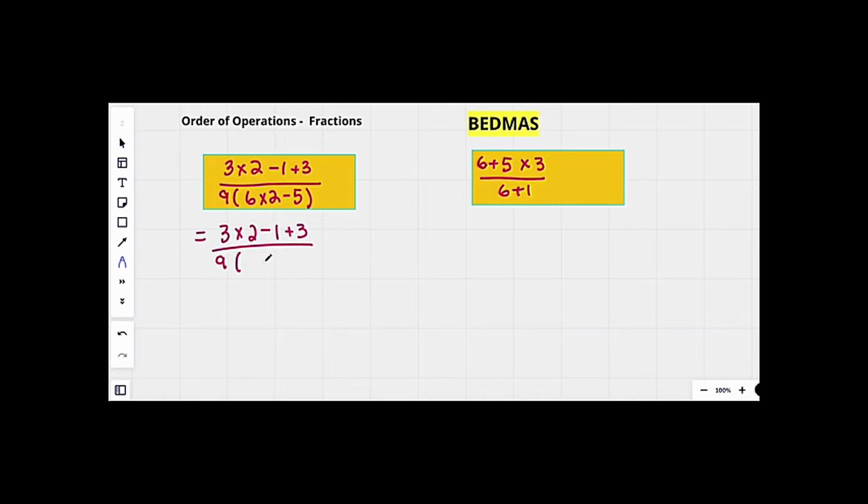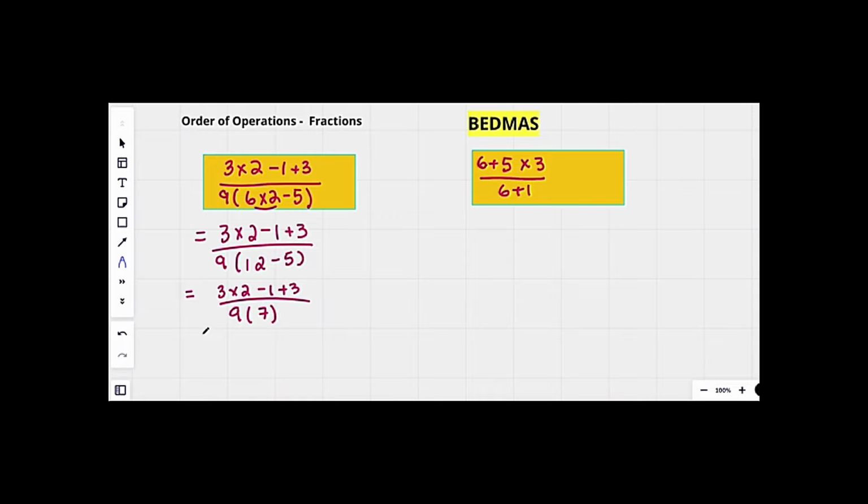Okay, let's take care of the bracket. So inside the bracket, what comes first? Multiplication or subtraction? Multiplication comes first. So we're going to take care of that piece, which is 6 times 2, which is 12, minus 5. Okay, so we still have brackets. So we want to get rid of those brackets before we do anything else, which means that once again, we're just going to bring down all the numbers that we already have without doing anything there. Okay, and we can do now 12 minus 5, which is 7.